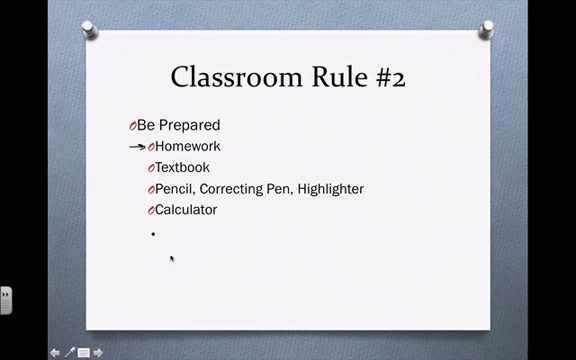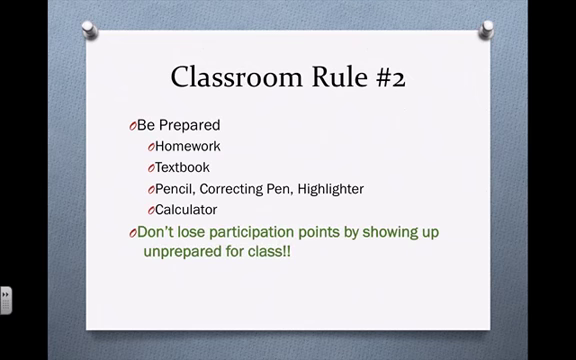Okay, and a calculator. We are going to need a graphing calculator for this class. So that means you need either a TI 83 or a TI 84. Those are the two different versions that you can have for this particular class. And you absolutely have to have a graphing calculator for this class. We are going to need the graphing calculator functionality for this class. Okay, so that's what you need to be prepared.